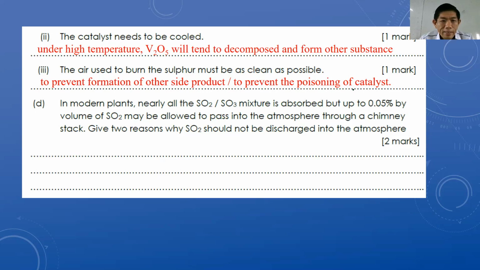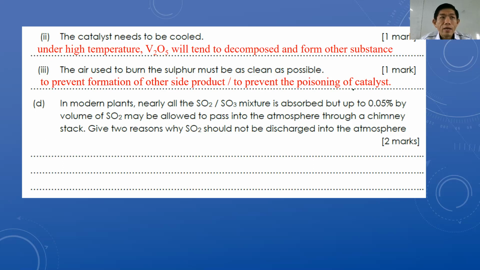D, in the modern plants, nearly all of the SO2 and SO3 mixture is absorbed, but 0.05% by volume of SO2 may be allowed to pass into the atmosphere through a chimney stack. Give 2 reasons why SO2 should not be discharged into the atmosphere. As you know, one of the main concerns of the release of sulfur dioxide gas to the environment is the production of acid rain.